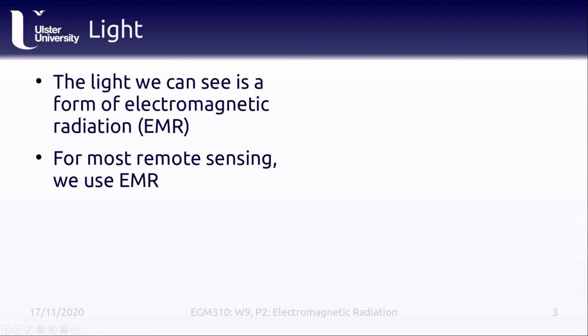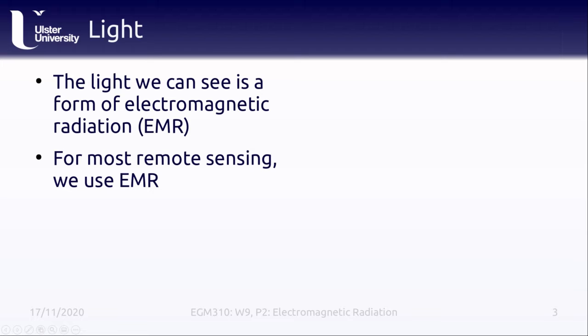For most remote sensing, we use electromagnetic radiation to observe things. But how should we think about or picture light or electromagnetic radiation? Please note that in this lesson I'm going to be using light and electromagnetic radiation interchangeably, and we'll learn why that is a bit later.